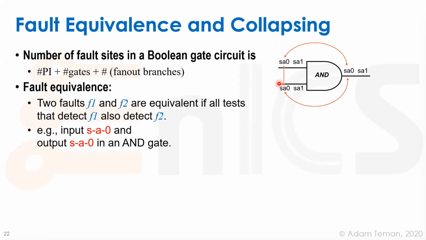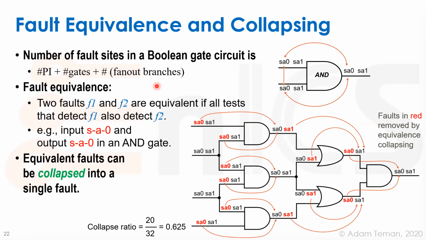For example, the stuck at 0 at the input and output of an AND gate. So we know that any test that checks a stuck at 0 here will also get a stuck at 0 at the output. So if we have 1 0 in an AND gate, we know we're going to have a 0 at the output. That's fault equivalence.